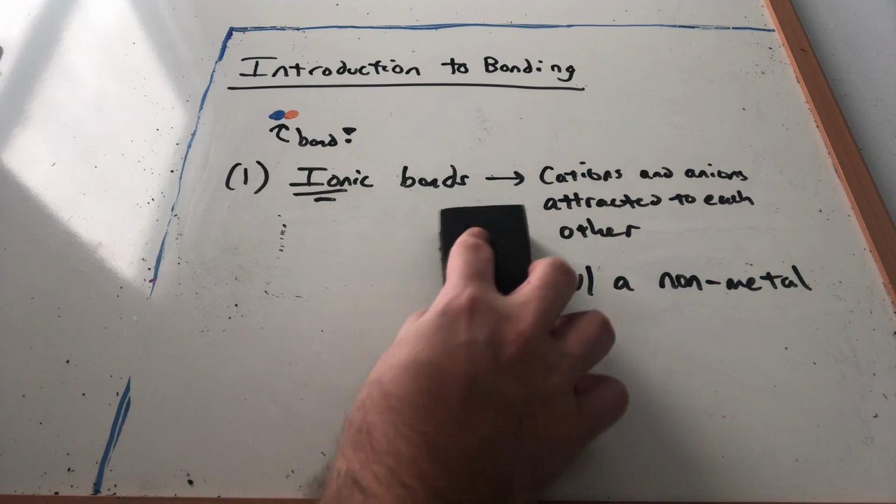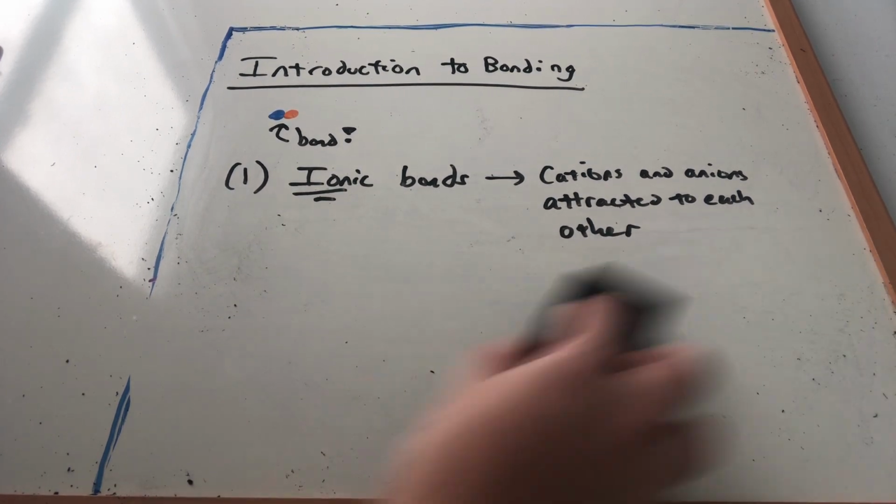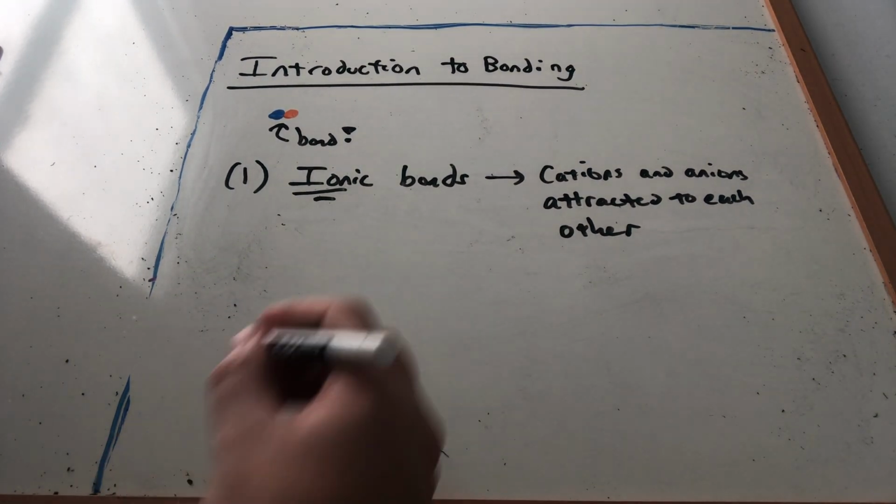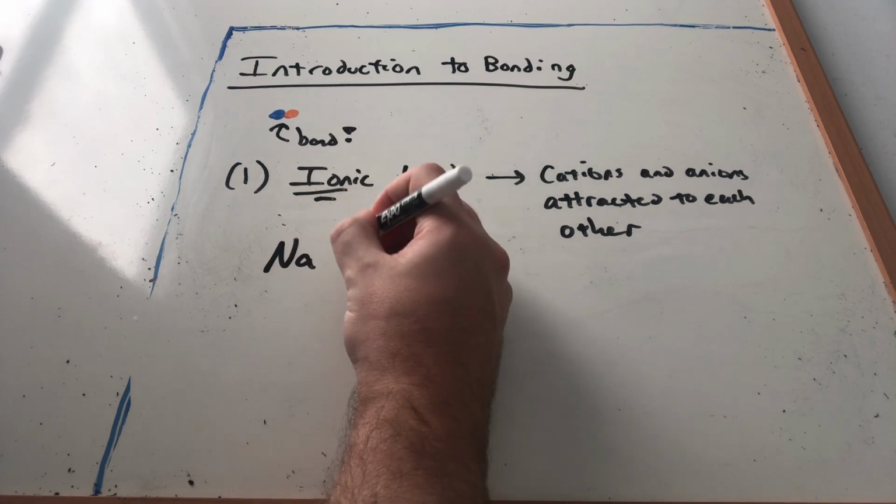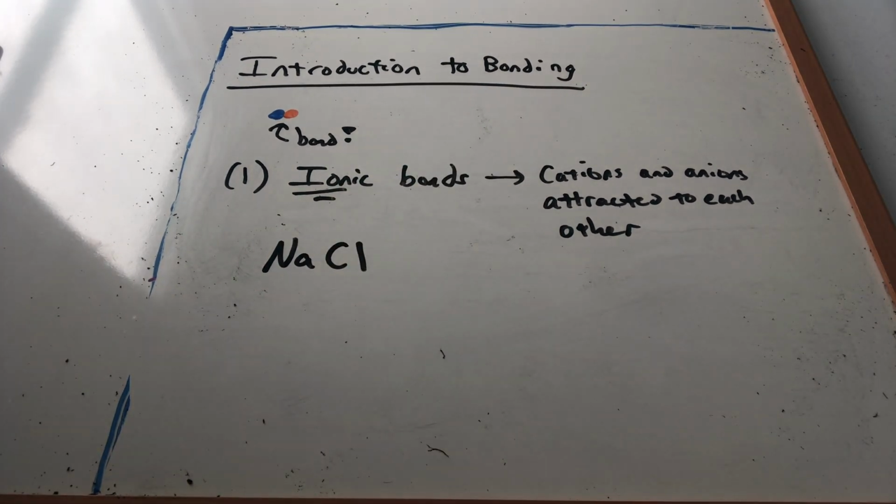As an example, a classic ionic compound example is NaCl, sodium chloride, which is a main component of table salt.